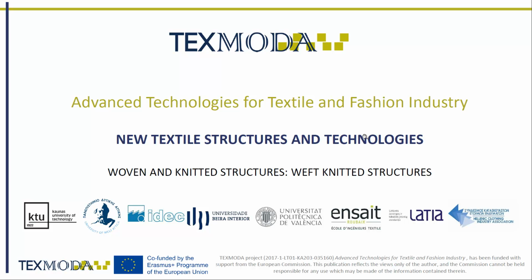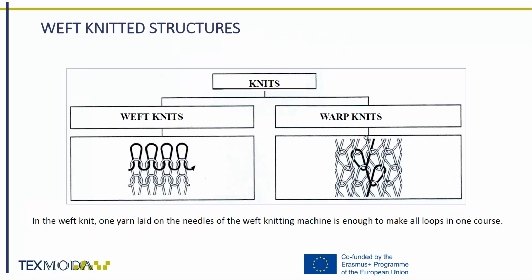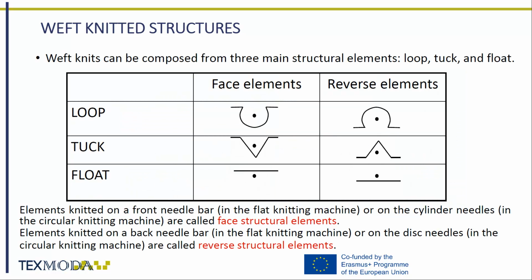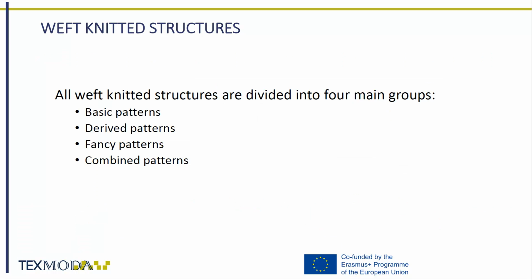Hello, weft knitted structures will be presented in this lesson. All knitted structures, according to the knit formation principle, are divided into two basic groups, weft and warp. The weft knits can be composed from three main structural elements, the loop, tuck and float. All known weft knitted structures are divided into four main groups.